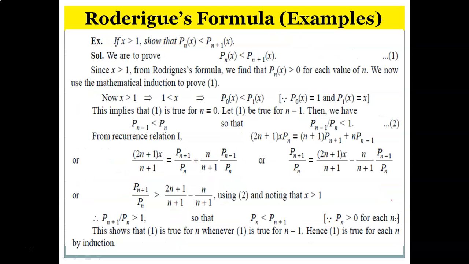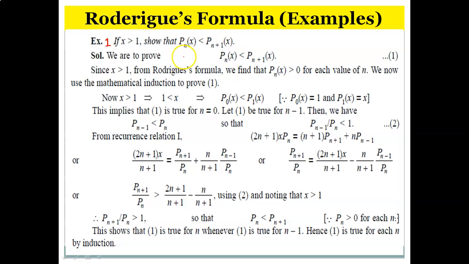The next example related to Rodriguez formula, you can see, this is example 1. If x is greater than 1, then show that P_n(x) is less than P_(n+1)(x). That means the value of the Legendre polynomial of degree n is less than the value of the Legendre polynomial of degree n plus 1 for x greater than 1. Because here n is a natural number, we can apply the principle of mathematical induction here.